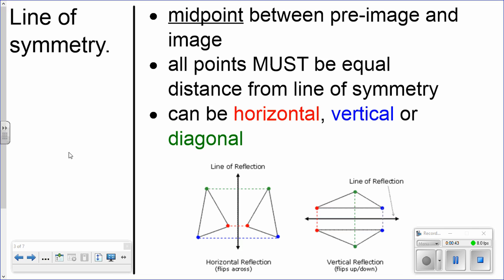So the line of symmetry is the midpoint between the pre-image and the image. So the points on either side have to be equal distance from that line of symmetry. The line of symmetry can be horizontal, vertical, or diagonal. So notice in this picture here, we've got this line of symmetry right here so that the points on either side match up perfectly. On this one we have this line of reflection or line of symmetry, so these two green points, if we were to fold it, the green points would match exactly, the blue points would match exactly, and the red points would match exactly.